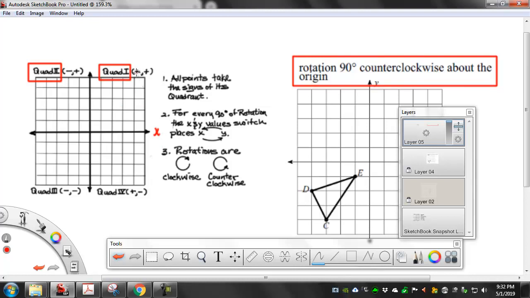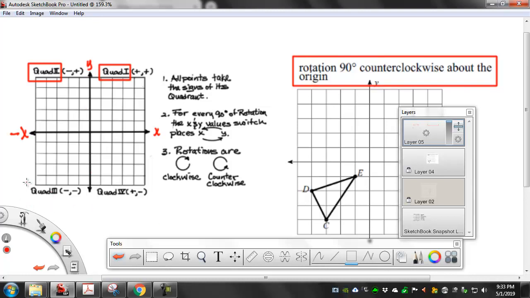In quadrant number 1, both the x and y axes are positive, so that means every point within quadrant 1 has to be positive for the x and positive for the y. In quadrant number 2, the x is negative and the y is positive, so every point in quadrant number 2 has to have a negative x and a positive y.